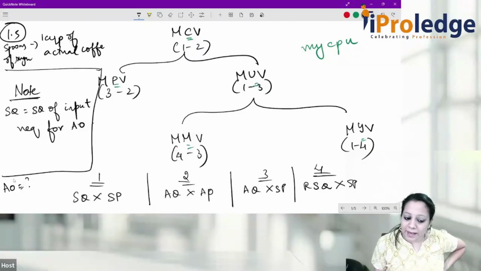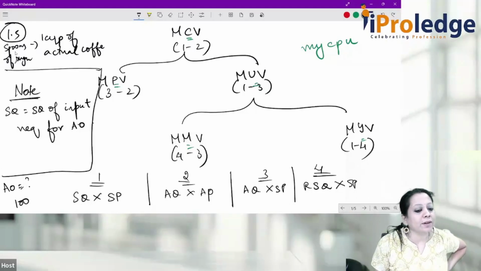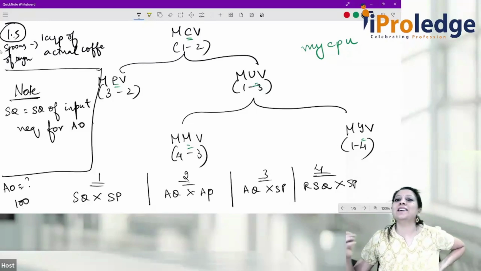Actual output, how many cups he made: 100 cups of coffee. That means how many spoons of sugar should I have used? What will the standard quantity be? One cup gave 1.5, so for 100 it will be 150 spoons of sugar. No, that is the standard quantity.